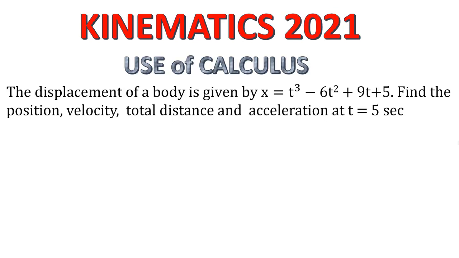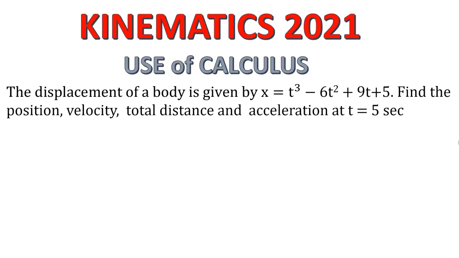Now he wants position, velocity, total distance and acceleration. I repeat, position, velocity, total distance and acceleration at t equals 5. Position, straight away put t equals 5. Velocity, put t equals 5 in the velocity expression, acceleration also the same way. But distance wise you have to understand something new. I'll explain it now. If you have understood, please carry on with the question.